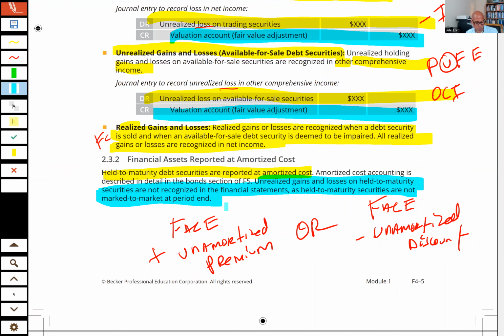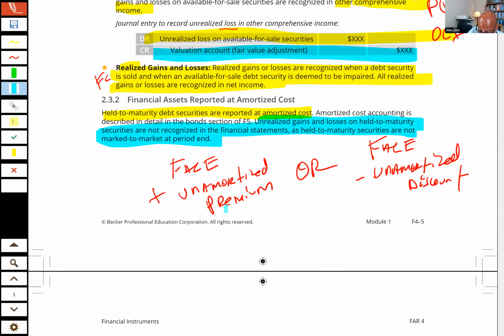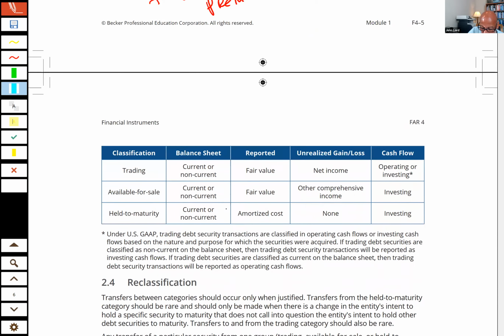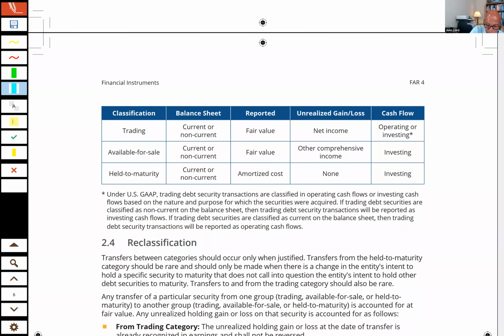Now, there are situations where if there's a credit loss on a bond security, then we would have to take that credit loss. But the general rule for held to maturity is that we not have to recognize unrealized holding gains and losses. Okay, so let's just take a look right here and let's just flashcard this table.